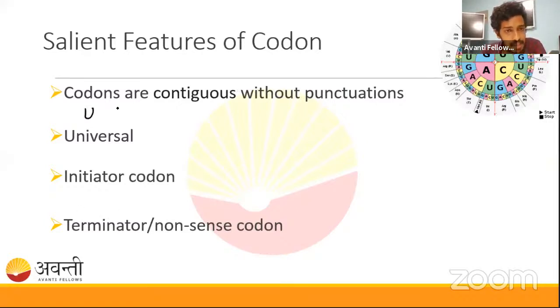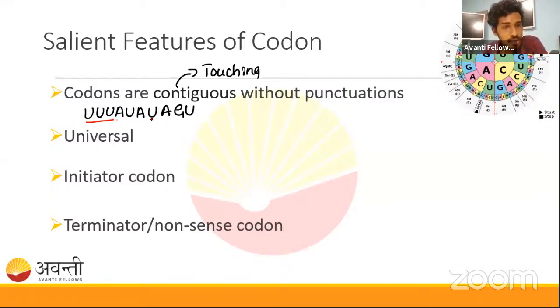If I write it like this, it's contiguous. Contiguous simply means touching. It is touching without punctuation, there is no gap. As I write here, this is one codon, this is one codon, this is one codon, right? Is there any comma or gap? No, there is no gap. Everything is touching one another.